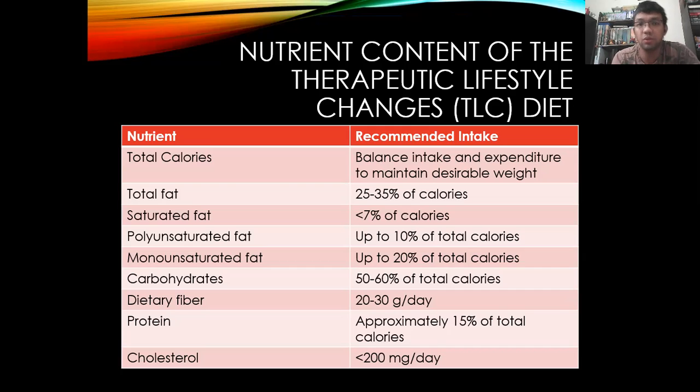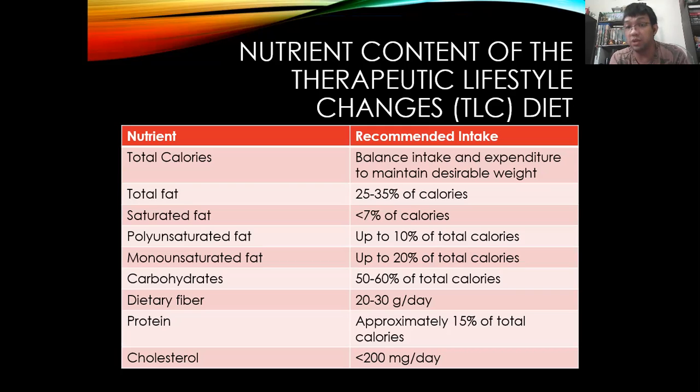Total fat should only be around 25 to 35% of calories, and polyunsaturated fat should be up to around 10% of total calories. Monounsaturated fat up to 20% of total calories. Carbs should be at around 50 to 60% of calories. So if you have an average daily caloric intake of 2,000 calories, 1,000 of that should be from carbohydrates.